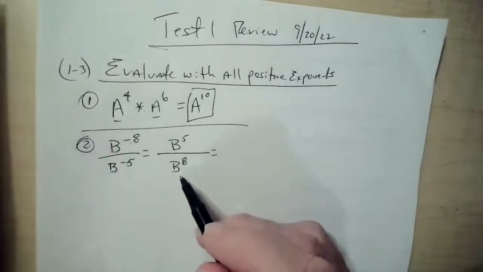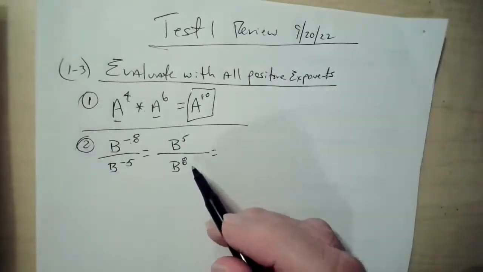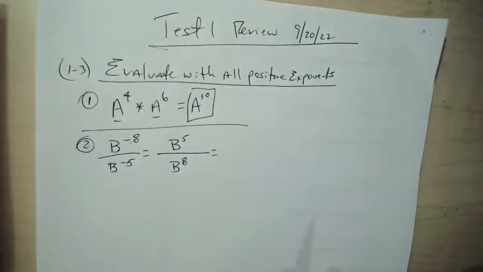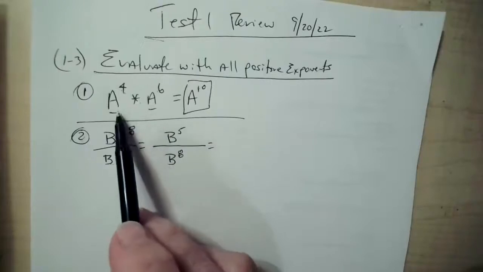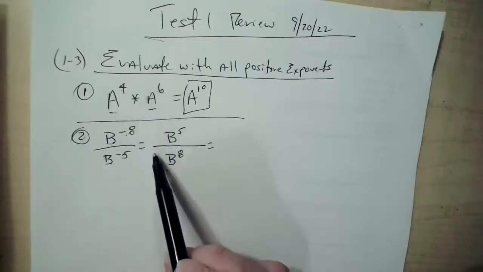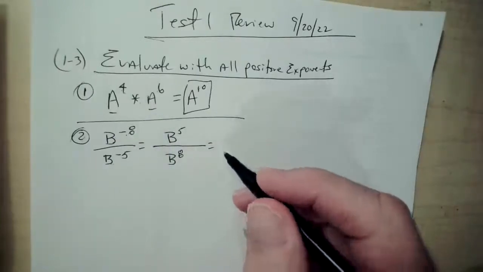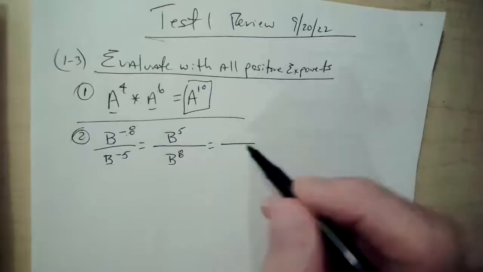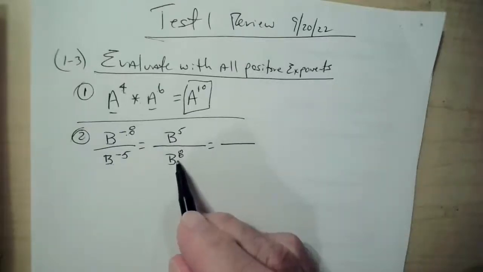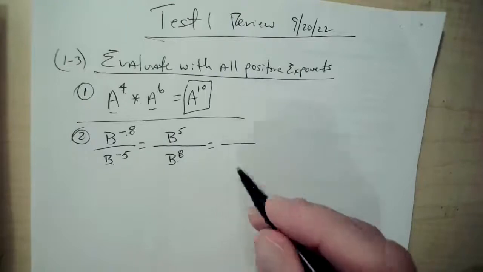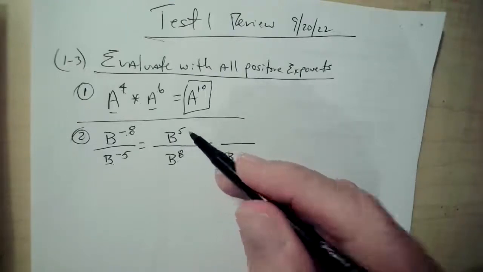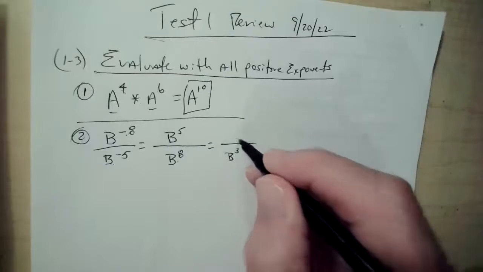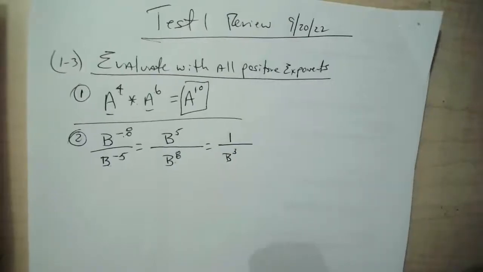Now, when you're dividing, you subtract the exponents. Remember, when you multiply, you add. When you divide, you subtract. So again, draw the fraction bar. You've got 8 b's down here. You've got 5 up here. So it's going to be b to the 8 minus 5 is 3. And don't forget, you have to have a 1 in the numerator here.